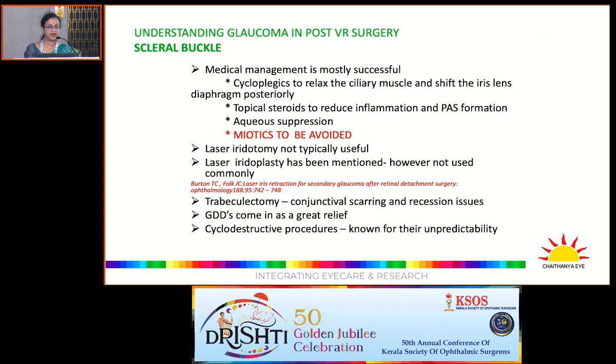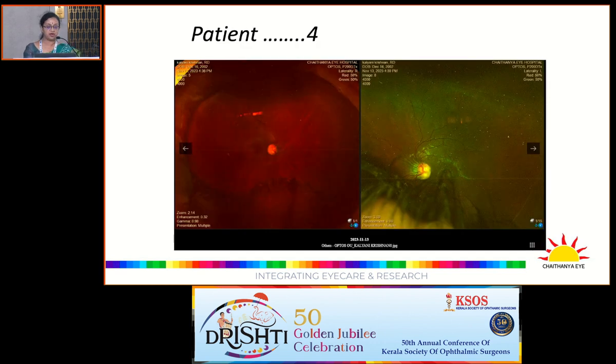In buckle, medical management is usually successful. Cycloplegics to push the iris lens diaphragm posteriorly, with topical steroids aggressively, and you can use aqueous suppressants, but miotics are to be avoided. In buckle cases, laser has not much of a role, and trabeculectomy depends upon how much conjunctival scarring is there, and cyclodestructives are always unpredictable, so GDD is definitely a good relief.